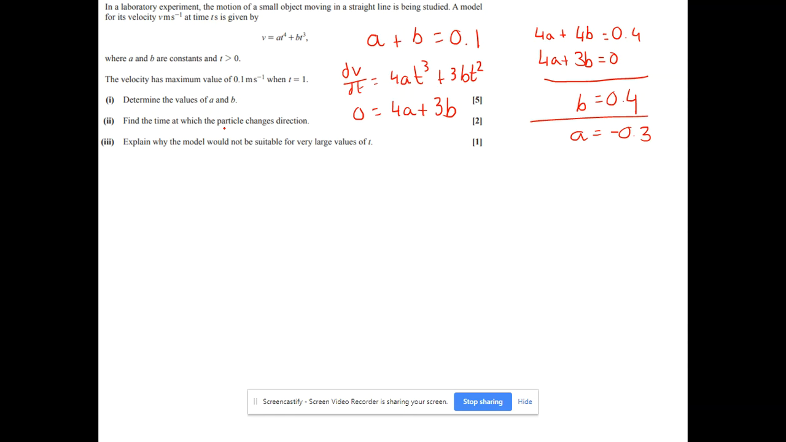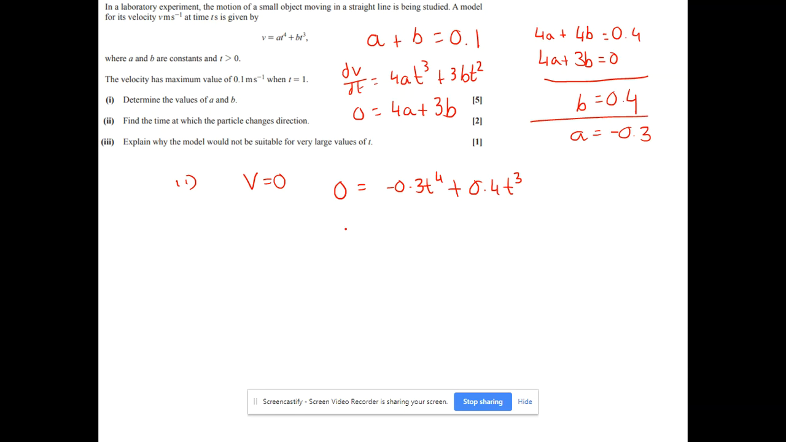Now part 2: find the time at which the particle changes direction. The particle changes direction when v equals 0. So we're looking for when v equals 0. So 0 equals negative 0.3 t to the 4 plus 0.4 t cubed.